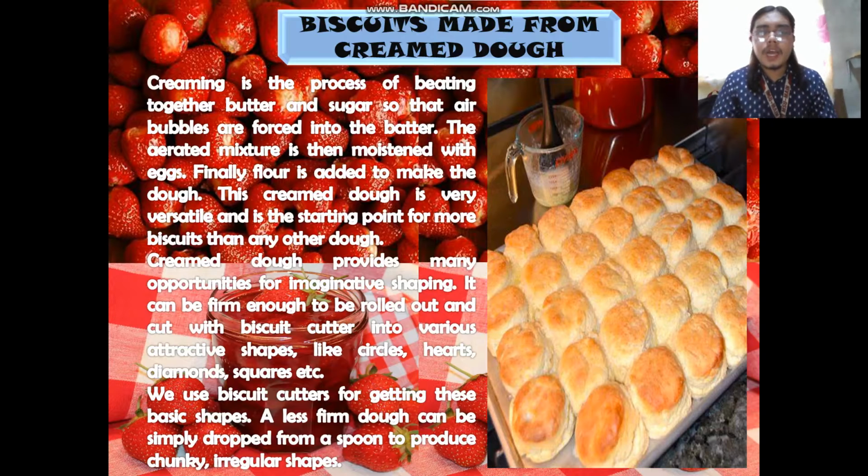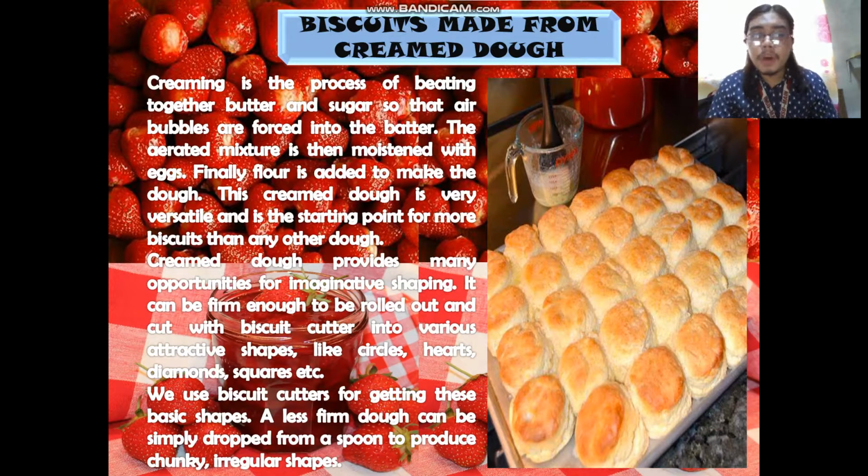You have to remember all of this, that these biscuits are made from cream dough. To reach our goal of having a cream dough, you have to follow all of these ingredients and how to mix them together in order to have biscuits made from this particular dough. Cream dough provides many opportunities for imaginative shaping. It can be firm enough to be rolled out and cut with a biscuit cutter into various attractive shapes like circles, hearts, diamonds, squares, and so on. We use biscuit cutters for getting these basic shapes.